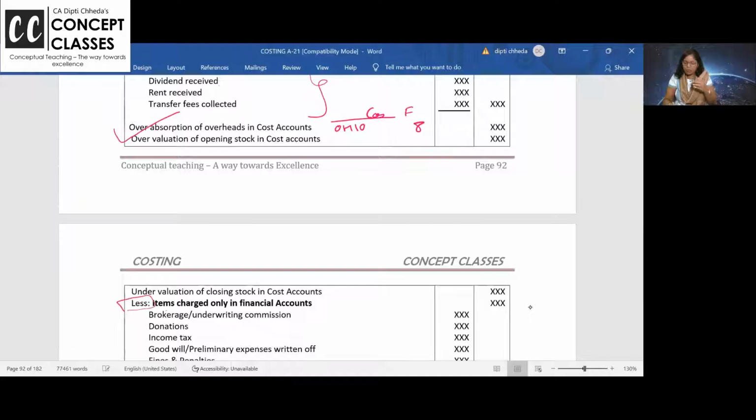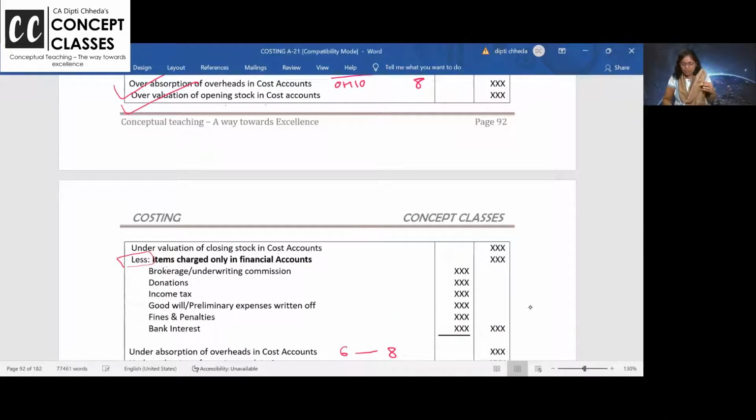Over absorption of opening stock: add. But it will be add only because of logic, don't memorize it. Listen. You are in which books? Costing profit. In costing, opening stock is overvalued. Higher the opening stock, lower the profit, lower the GP. So if in costing books opening stock is overvalued, reduce the value. If you reduce opening stock, profit will increase, hence add.